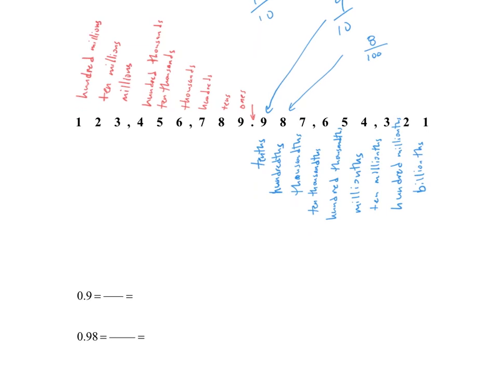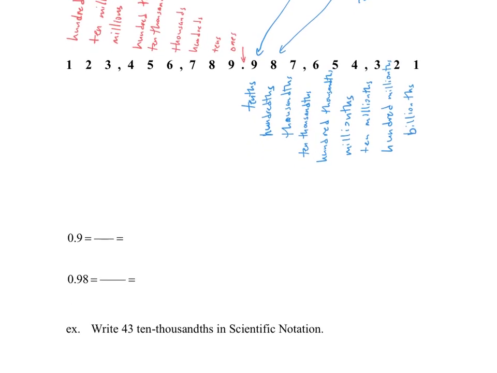Like I said above, 0.9 as a fraction is 9 over 10. 0.98 is 98 over 100. Okay, so this is like 9 tenths and 98 hundredths. That's how we're getting those words for those numbers there.